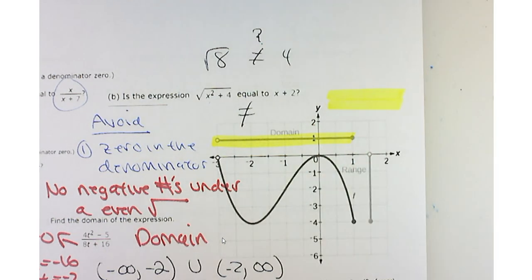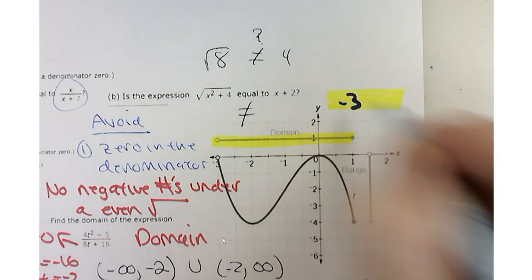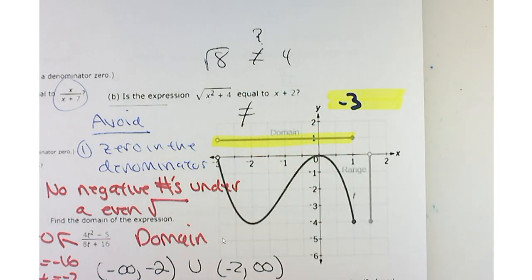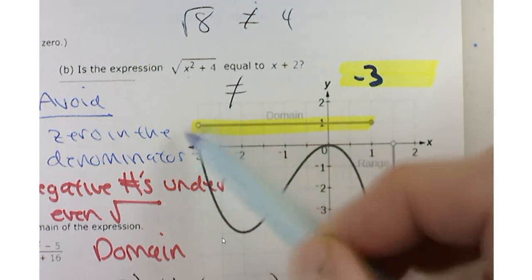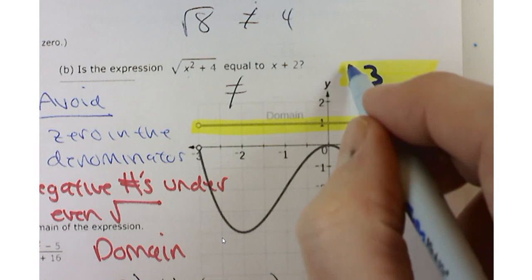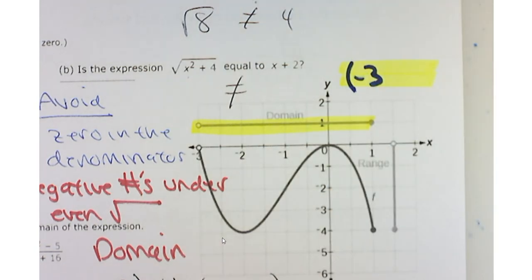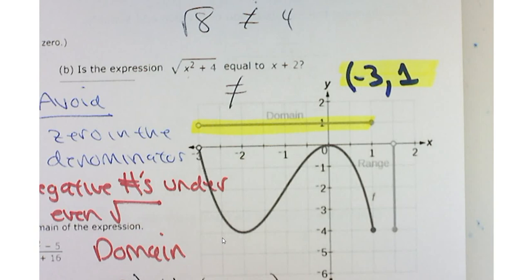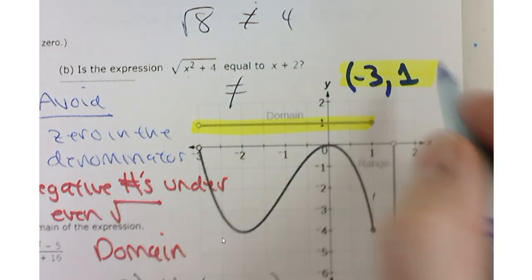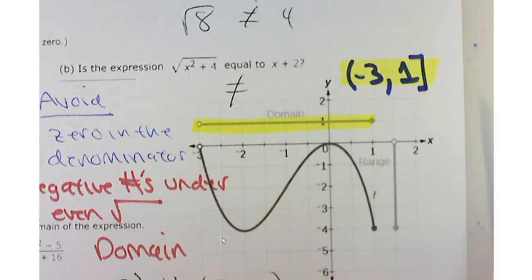But am I going to include the -3? Is -3 itself part of the domain? No. Why not? It's an open circle, a hollow dot. It means you're not including that endpoint at -3, so that gets a parenthesis. How about at 1? Yes, we're going to include that, so it gets a close bracket.